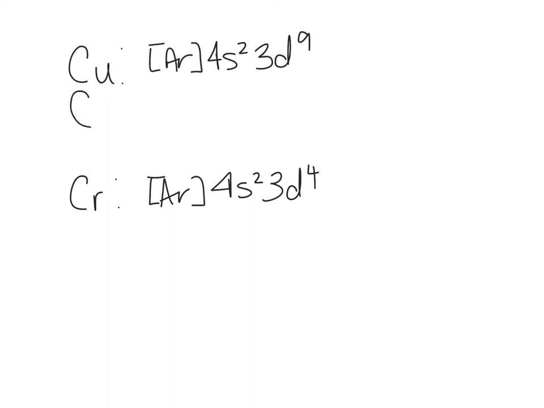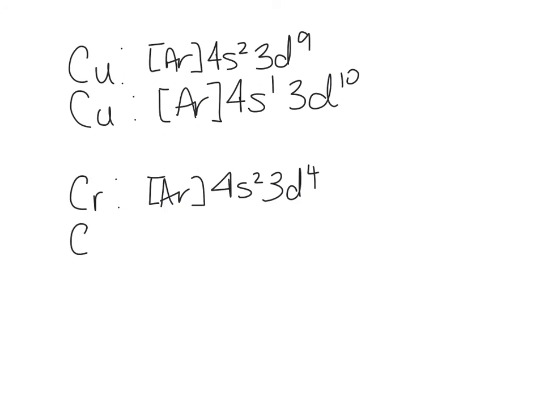So copper will take an electron from the s orbital and promote it to the d orbital. Sorry, that's a 10 at the end. Therefore, chromium would be argon 4s1 3d5.